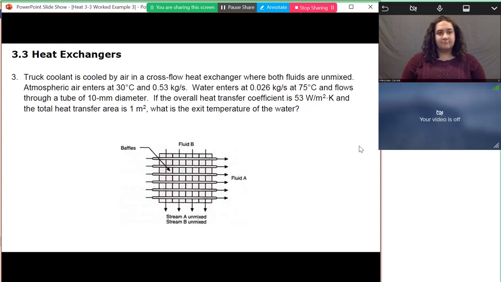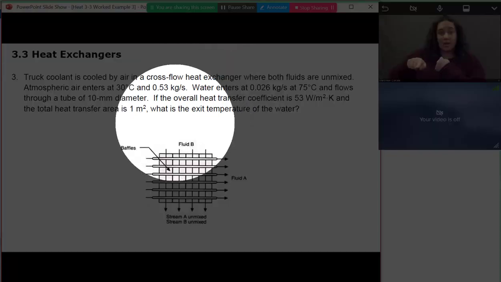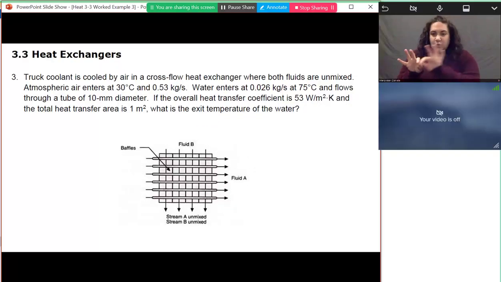So this is our last heat exchanger problem. And here we have truck coolant is cooled by air in a cross-flow heat exchanger where both fluids are unmixed. So I know the terminology here can be a little bit tricky. Unmixed means that my flow is separated into different channels or different tubes. So here we have one flow going through our tubes labeled as fluid A in this picture, right? So it's all separated into tubes, and the flow in those tubes can't mix with the flow in the other tubes, so it's unmixed.